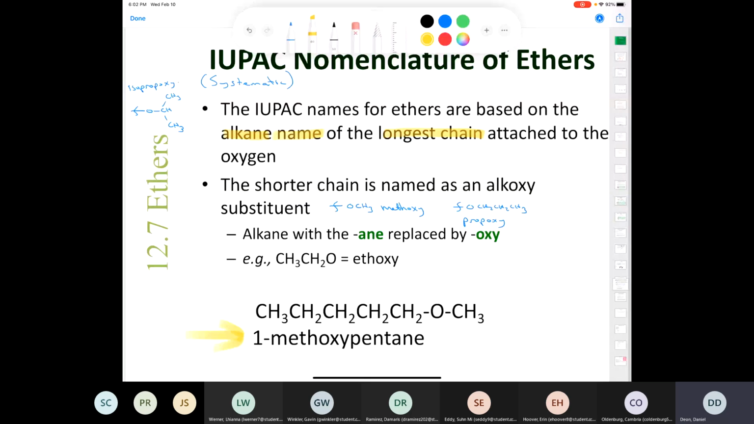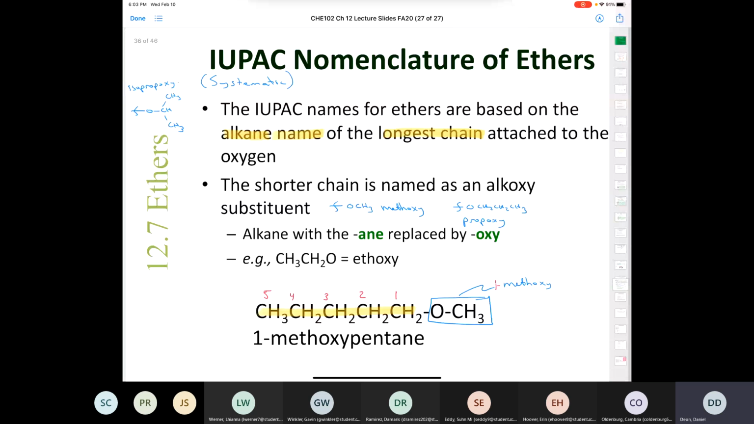1-methoxypentane. The first rule was to find the longest chain. The longest chain is this one right here. We have 5 carbons in a row. The shorter chain is named as an alkoxy substituent. So we're going to take the chain and the oxygen along like this. You can see that that is an OCH3. We call that a methoxy. The methoxy is a substituent, and so we want to give it the lowest possible number. So we're going to start numbering at this carbon here on our 5 carbon chain, 1, 2, 3, 4, 5. And so we have 1 methoxy and then pentane, 1-methoxypentane.